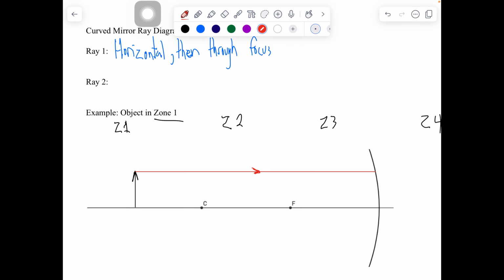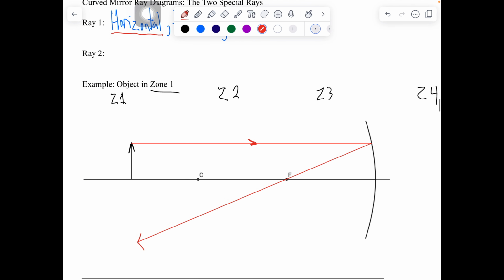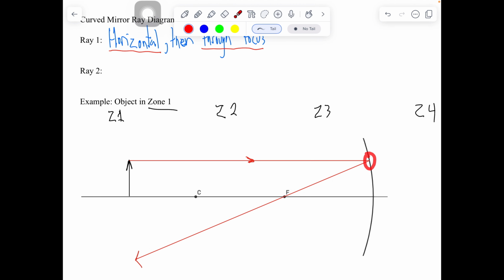So it goes horizontal, and then after it hits the mirror, it's going to bounce through the focus. Any horizontal light ray coming into contact with our concave converging mirror is going to be sending the light through the focus. So it comes in horizontally, it must go through the focus. So we can draw in that second ray from where it hit the mirror, right here, bouncing through the focus. We need two rays of light to actually create an image.